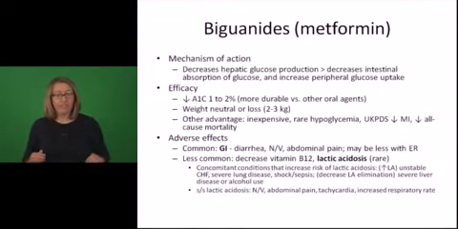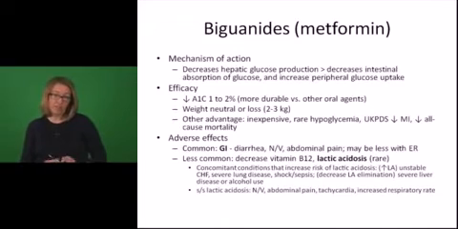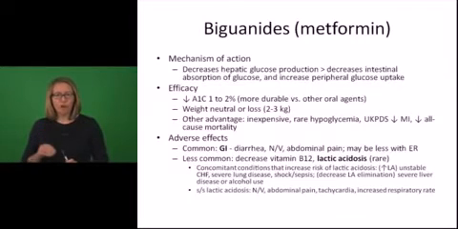Now, other significant advantages include it being very inexpensive, it rarely causes hypoglycemia, and the UKPDS trial demonstrated a lowering of myocardial infarctions and all-cause mortality with metformin. The most common side effects are gastrointestinal side effects, which include diarrhea, nausea and vomiting, and abdominal pain. This is generally dose dependent and can be managed with starting low on the dose and titrating very slowly.